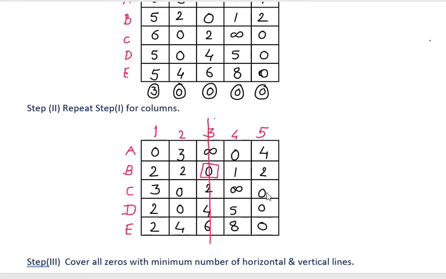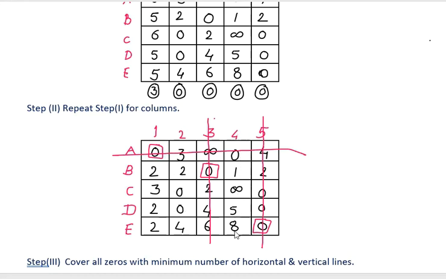Now in the third row, there are 2 zeros. In the fourth row, there are 2 zeros. In the fifth row, there is a single zero. So make an assignment and draw a vertical line. Now look at the columns with a single zero. The first column contains a single zero. Make an assignment there. And when we make an assignment in a column, we draw a horizontal line. Now the second column contains 2 zeros.